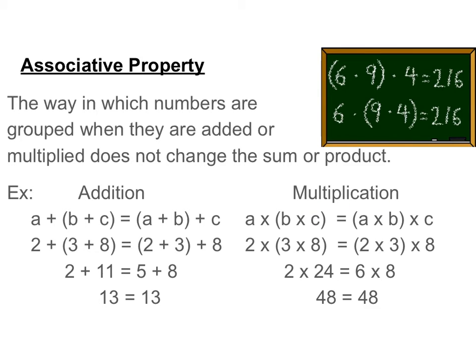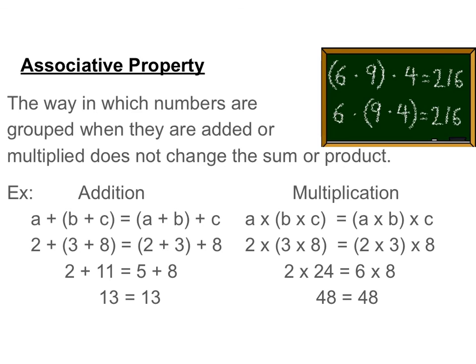So here's the multiplication one. So it's saying that I need to multiply the 3 times the 8. So 3 times 8 is 24, and then I multiply the 2. And 2 times 24 is 48. Here, I still have it in the same order, right? So I have 2 times 3, which is 6, and then I have times 8. And 6 times 8 is 48, and they equal.